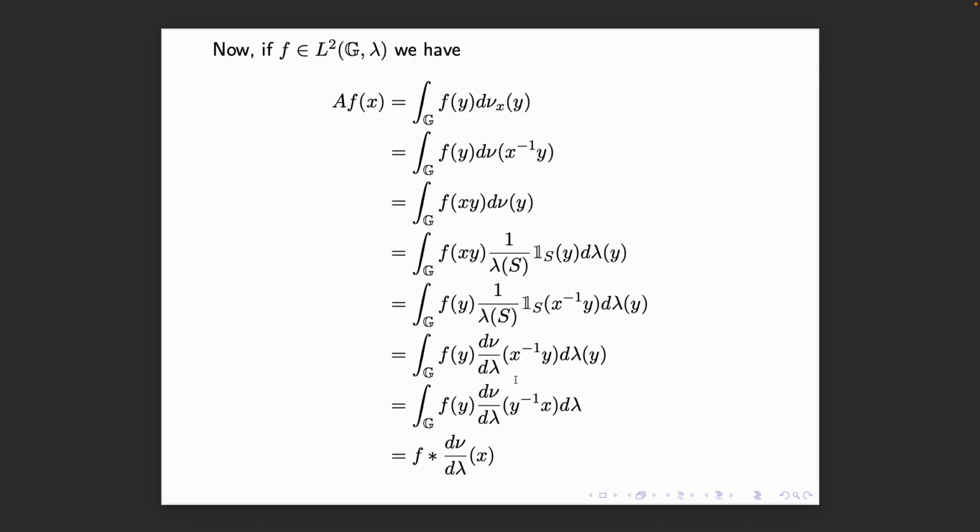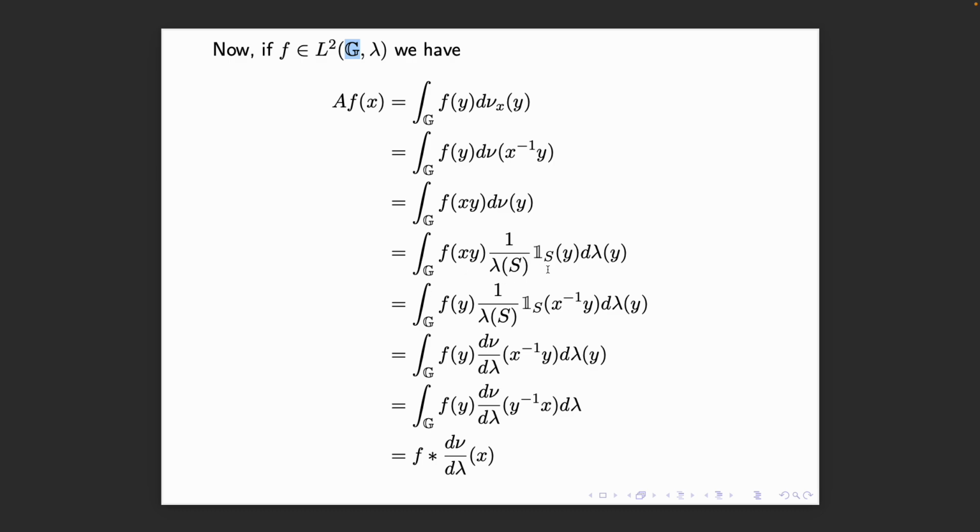So now, just doing a little bit of algebra, if we multiply Af(x) using the group structure, we turn nu_x into nu of x inverse y, change variables. Now we're integrating f(xy) with respect to nu. It's like a u-substitution. We're going to integrate with respect to a different measure, the Haar measure now, by adding the density function inside the integrand.